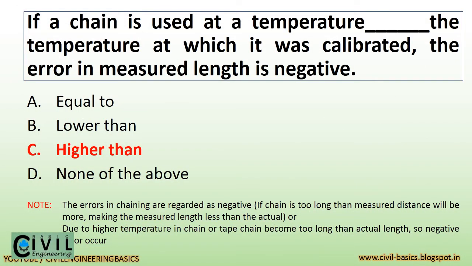If a chain is used at a temperature higher than the temperature at which it was calibrated, the error in measured length is negative.